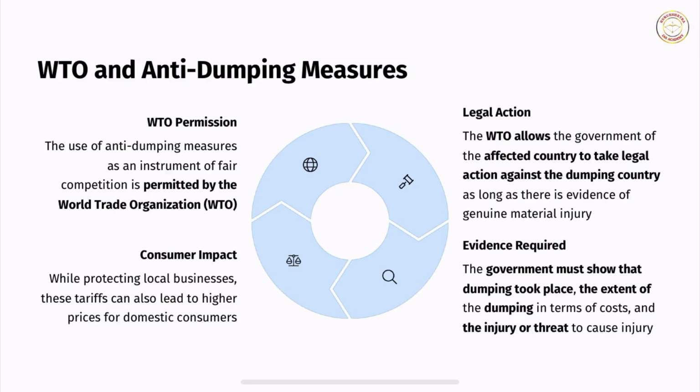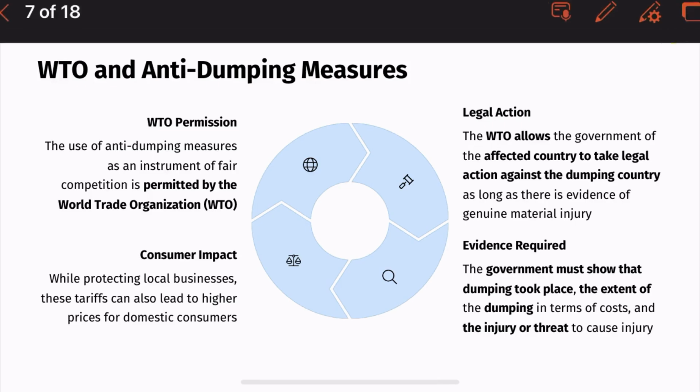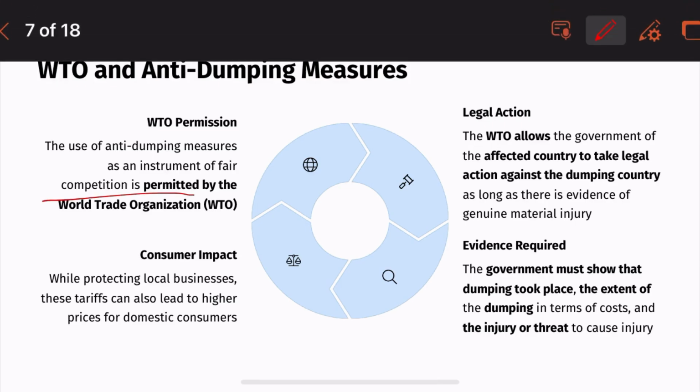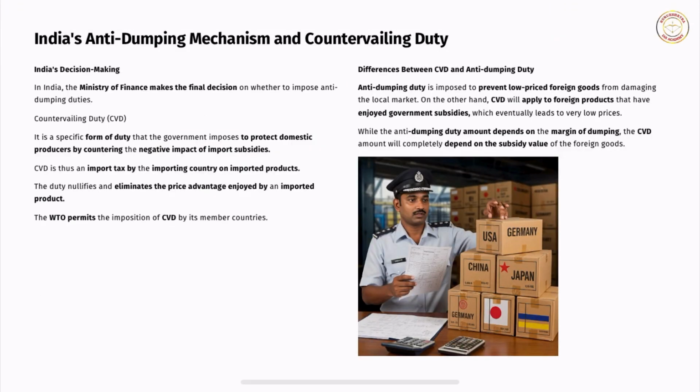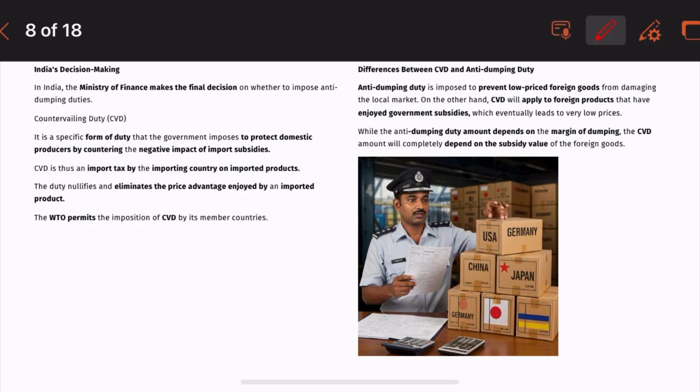The WTO says that the use of anti-dumping measures is an instrument for bringing fair competition and to protect the consumer also. The WTO can take legal steps against the dumping duty, and India's Ministry of Finance will take the final decision on whether to impose anti-dumping duty. And we have countervailing duty, which is a specific form of duty that the government imposes to protect domestic producers by countering the negative impact of import subsidies.